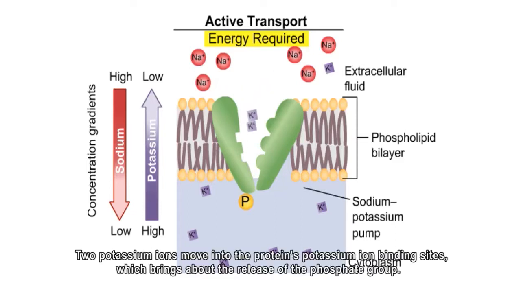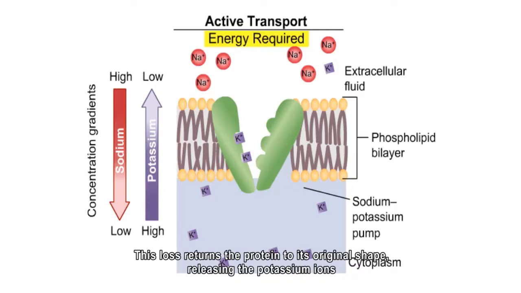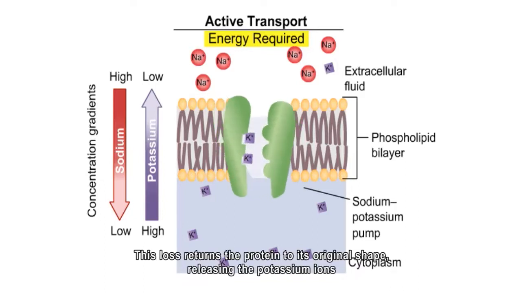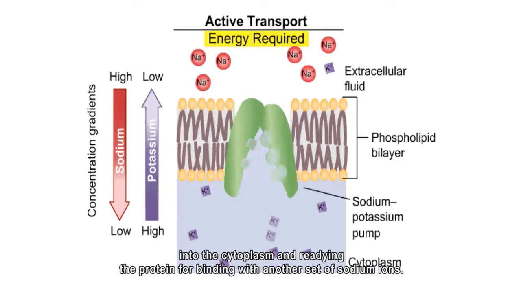2 potassium ions move into the protein's potassium ion binding sites, which brings about the release of the phosphate group. This loss returns the protein to its original shape, releasing the potassium ions into the cytoplasm and readying the protein for binding with another set of sodium ions.